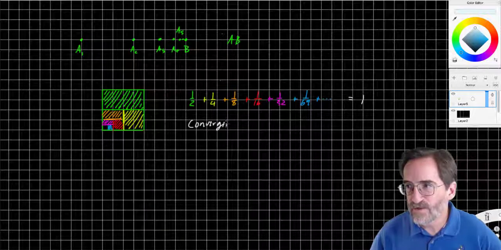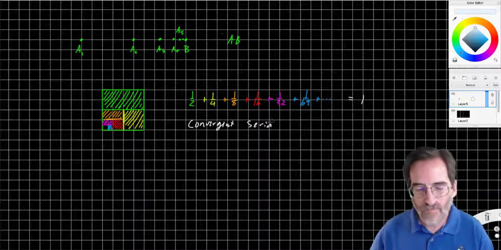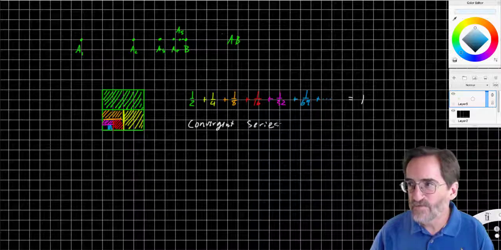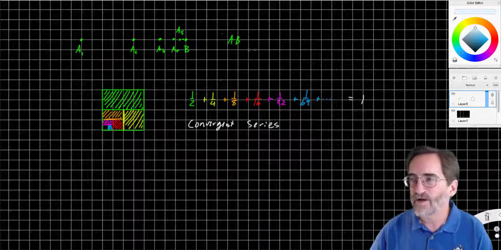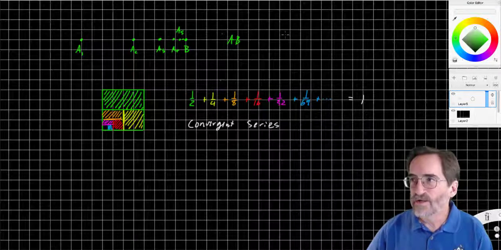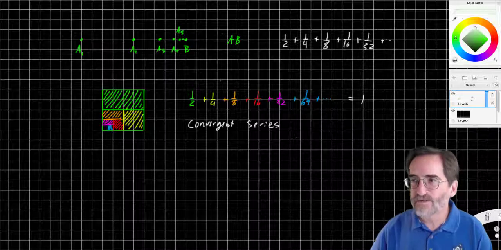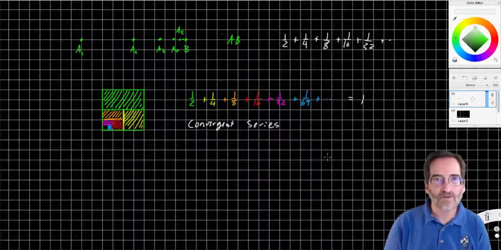Convergent series, because it doesn't go off to infinity. We're adding an infinite number of terms, but it's converging to a finite value. In the case of my walking between two people, A and B, that was an example of this series, 1/2 plus 1/4 plus 1/8 plus 1/16 plus 1/32, and so on. So it's the same series we're talking about with the area of the square.